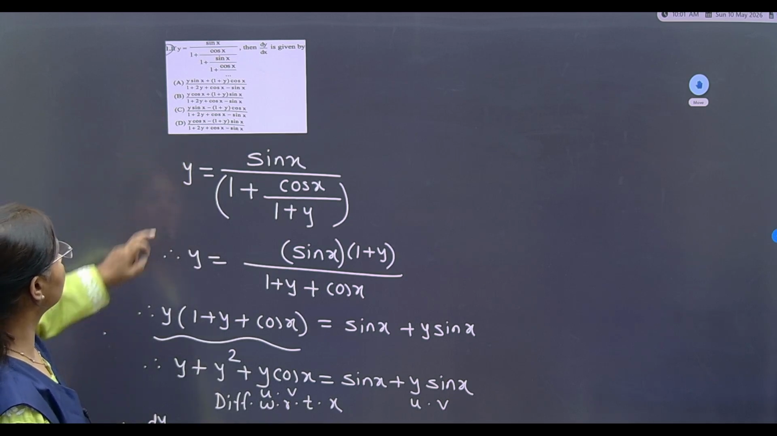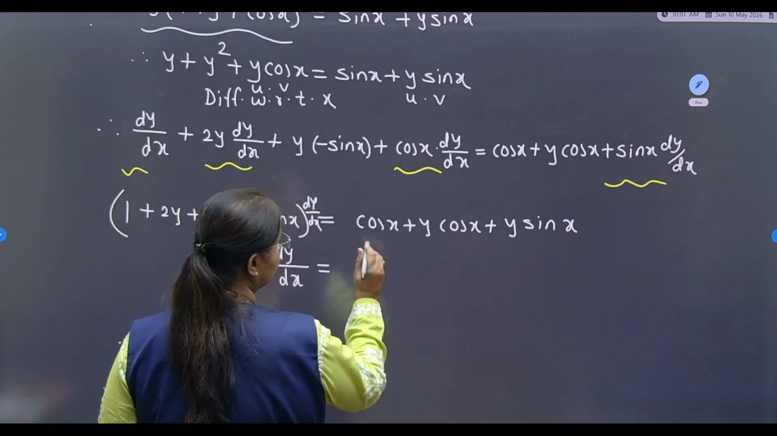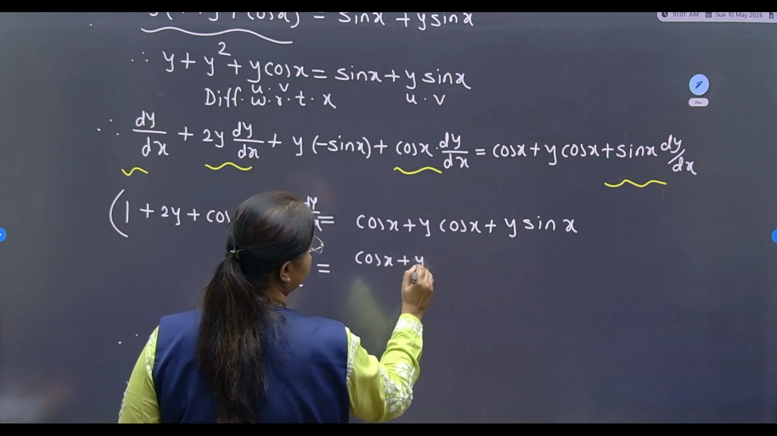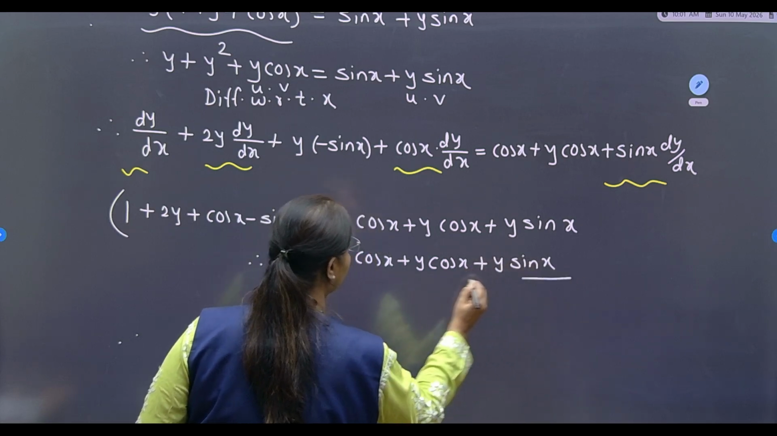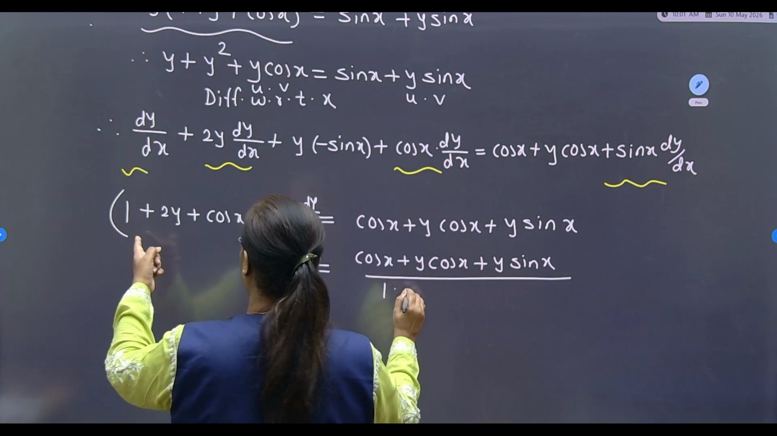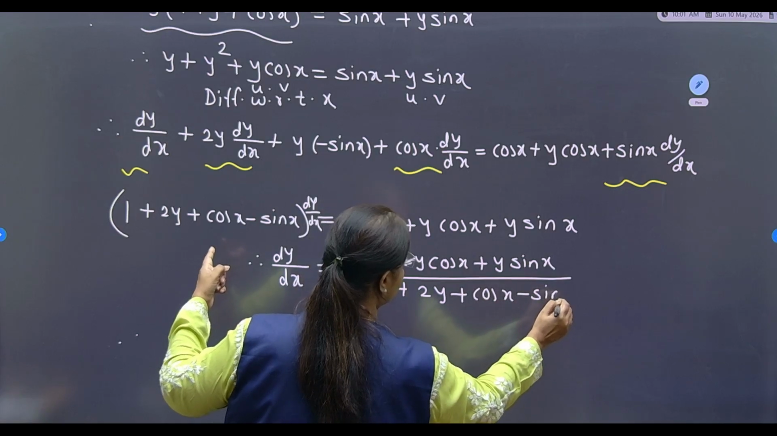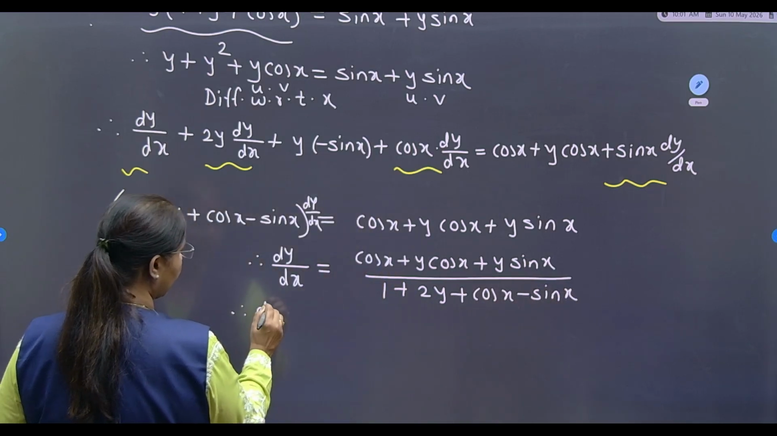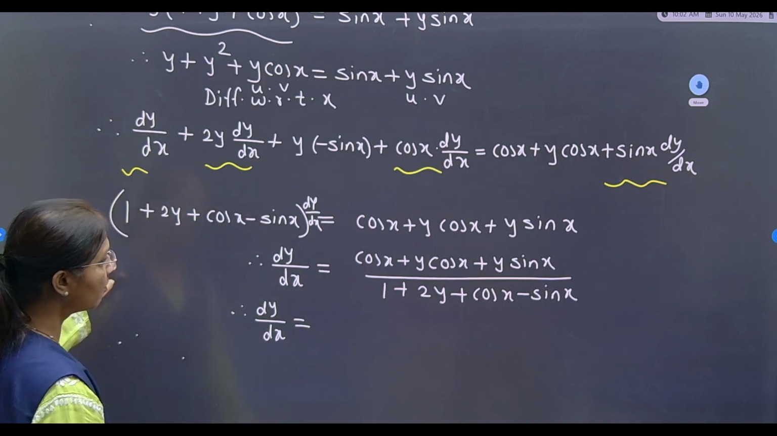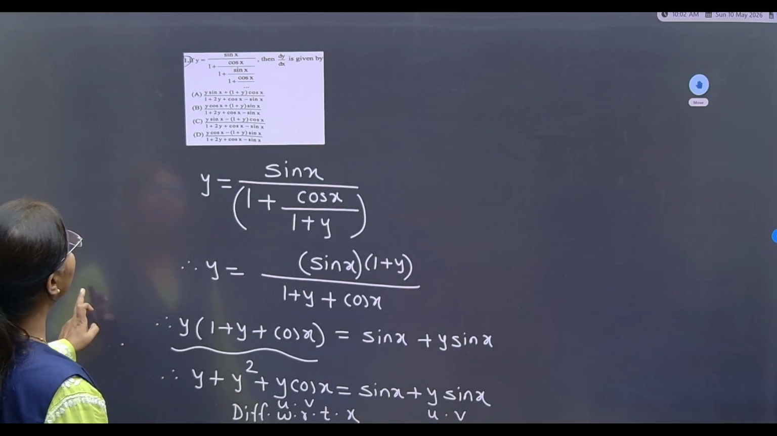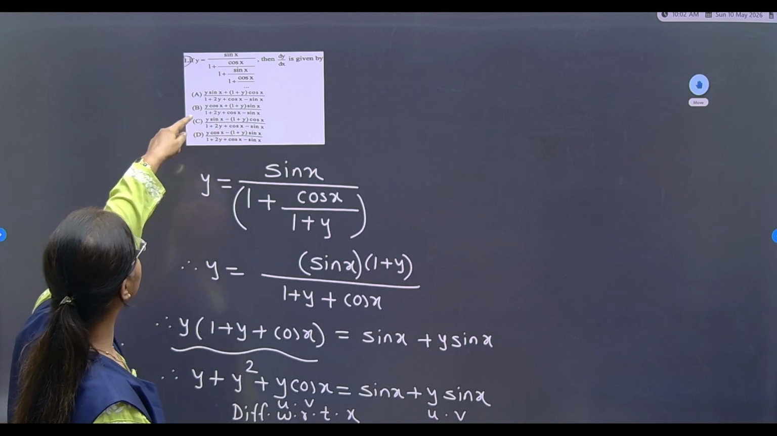y sin x plus, the right side as it is, cos x plus y cos x plus y sin x, whole divided by 1 plus 2y plus cos x minus sin x. Therefore dy upon dx is equal to, the denominator is 1 plus 2y plus cos x minus sin x, in each and every option given.